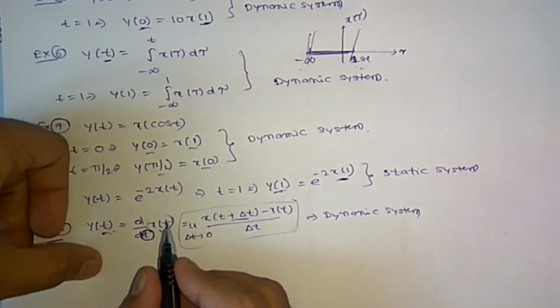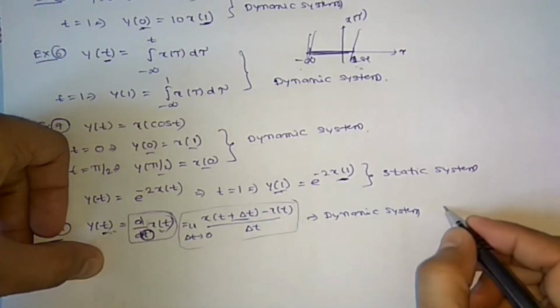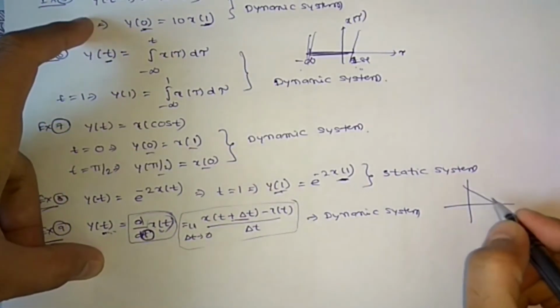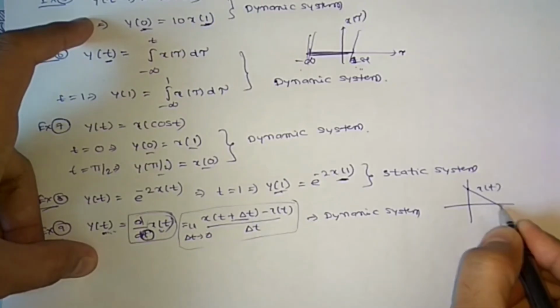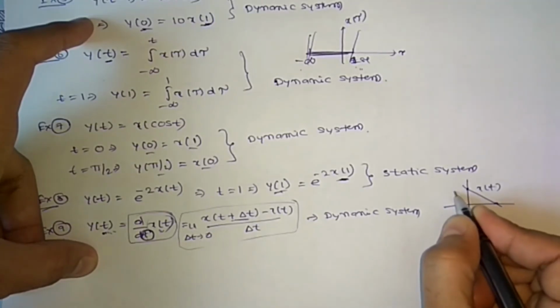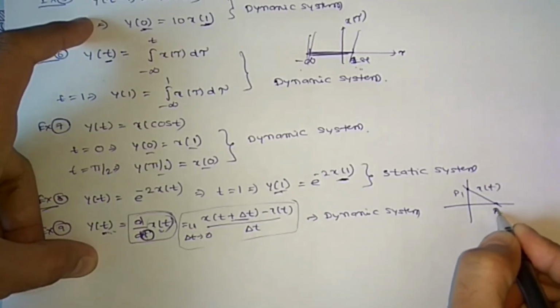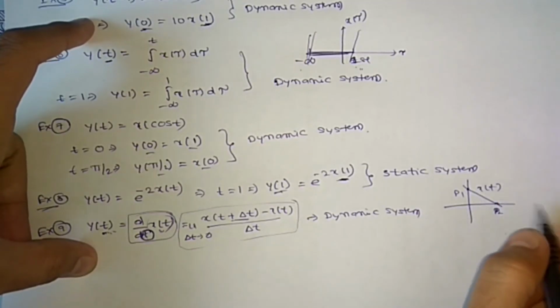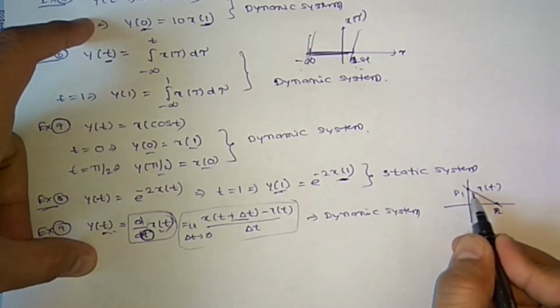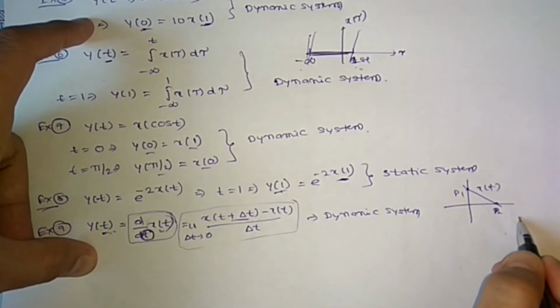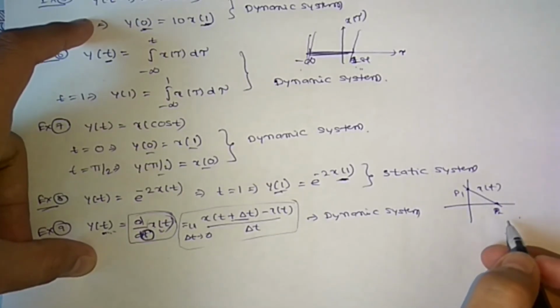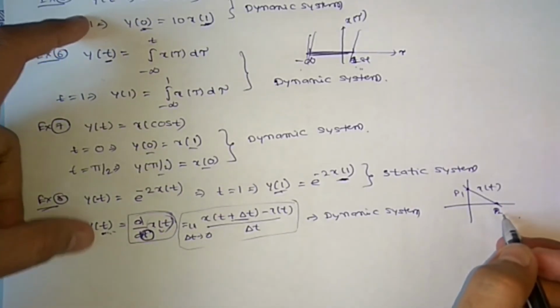Clear? Otherwise, one more way to see it is that this is a slope. Suppose you take x of t. For finding the slope, you require at least 2 points, p1 and p2. Without 2 points, you cannot find the slope, right? Suppose you are here, you require at least a past point or a future point. Then only can you decide the slope. So definitely it depends on 2 points.